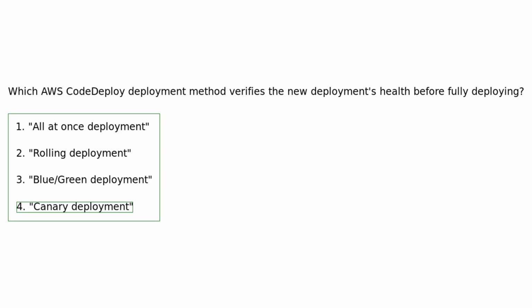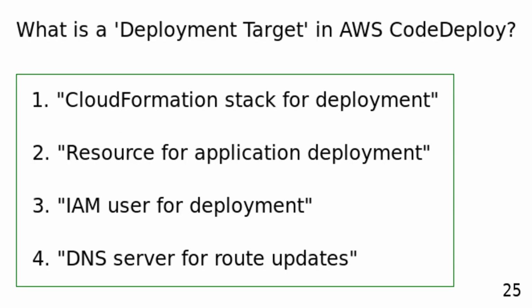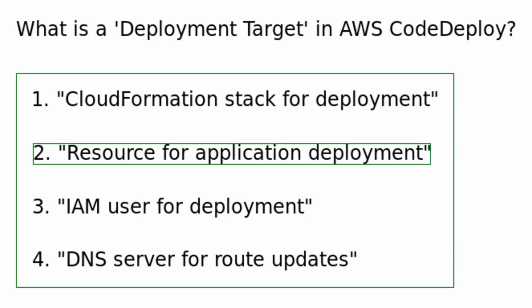What is a deployment target in AWS CodeDeploy? CloudFormation stack for deployment. Resource for application deployment. IAM user for deployment. DNS server for route updates. A deployment target in AWS CodeDeploy refers to a specific resource or set of resources targeted for application deployment.